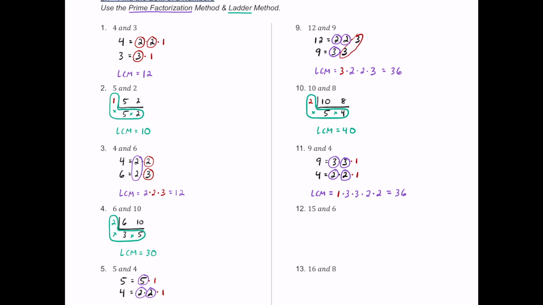For number 12, we have 15 and 6. Let's try the ladder method. Put them next to each other. Ask yourself, what goes into 15 and 6? I think we could use a 3 here. 3 times 5 would be 15, and 3 times 2 would be 6. And I think that's it. 5 and 2 have nothing else in common besides 1. And so if we go ahead and multiply these numbers on the outside, they make this kind of L shape. 3 times 5 is 15, 15 times 2 is 30. So we can say the LCM here is equal to 30.